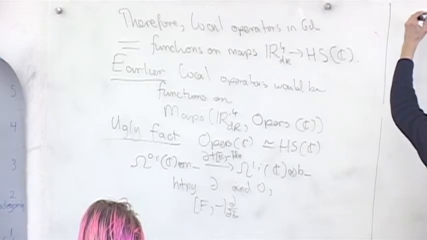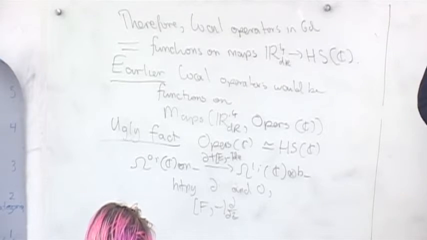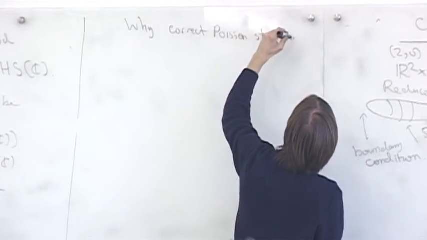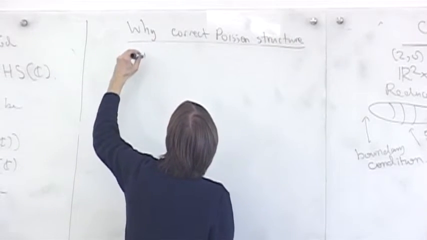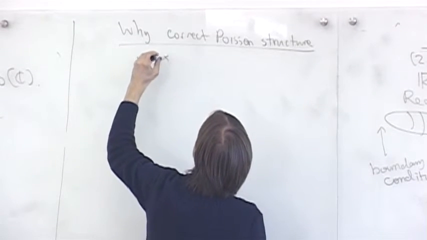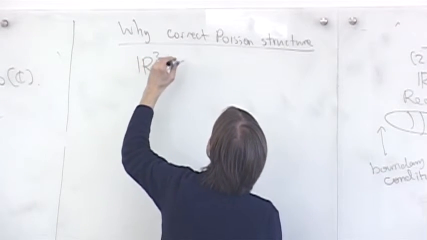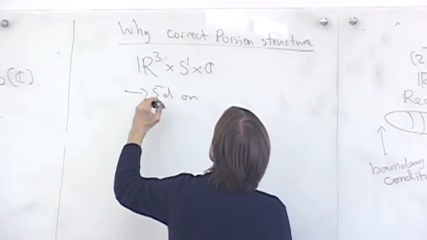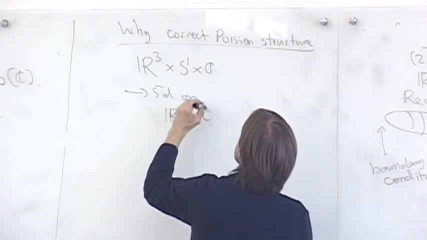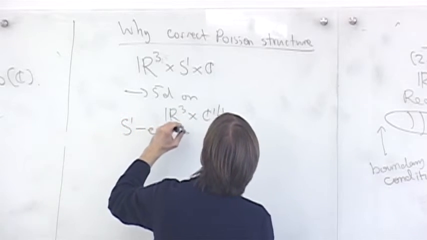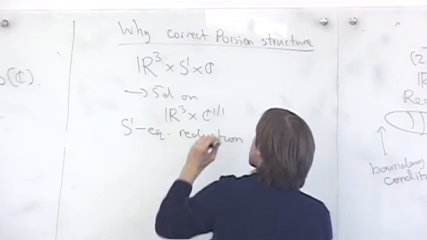Okay. So why did we get the correct Poisson structure? Recall if we took the theory X on R3 cross S1 cross C, it is supposed to be the 5D theory on R3 cross C1/1, with S1 doing the S1 equivariant reduction. Oh man, I think I forgot to tell you this. This is an important point.